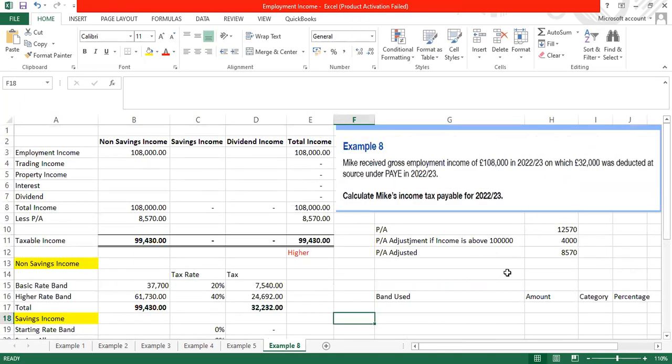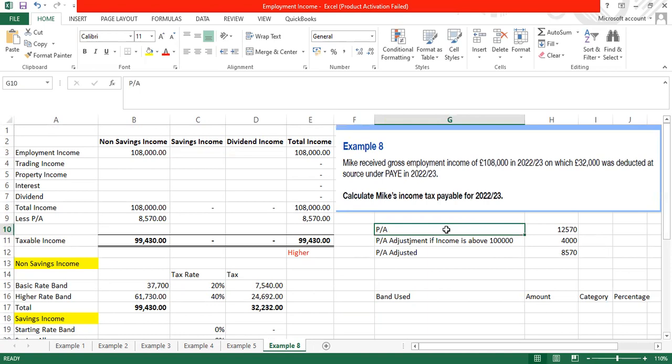Let's see one more example and we will finish. Mike received gross employment income of 108,000. 32,000 was deducted at source under PAYE. Important thing: if the taxable income is more than 100,000, we need to adjust the personal allowance. The personal allowance is reduced by half for every 2 pounds above 100,000. So first we need to adjust the personal allowance in this example.